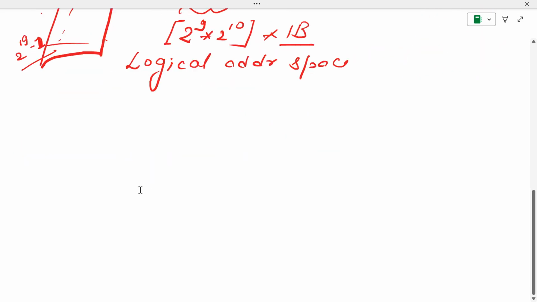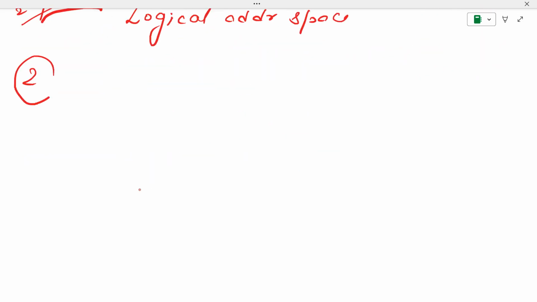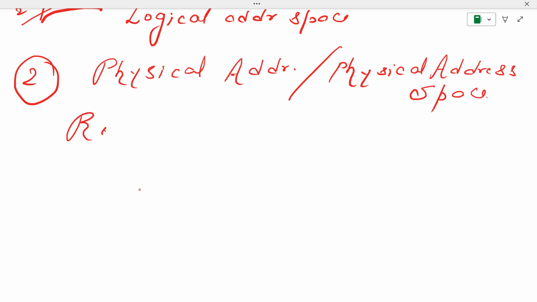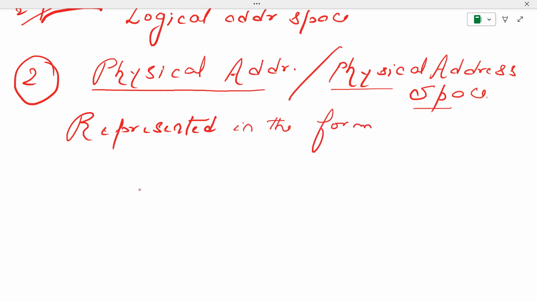We already discussed that the physical address is the address of the instruction or data in the main memory. So here we are talking about the physical address and the physical address space. Basically it is also represented in the form of bytes or bits, you can say, or it can be represented in the form of words.